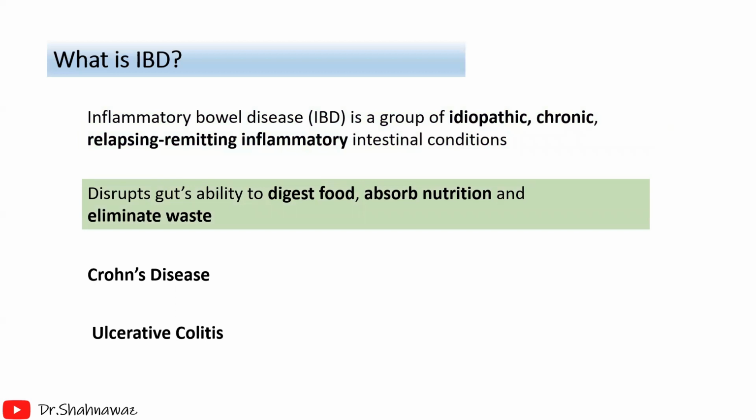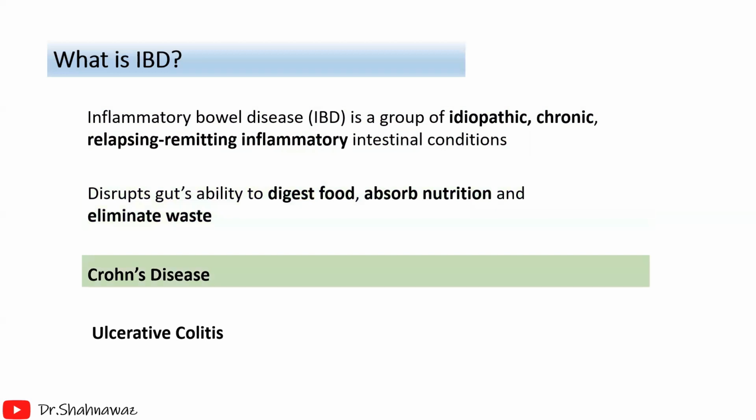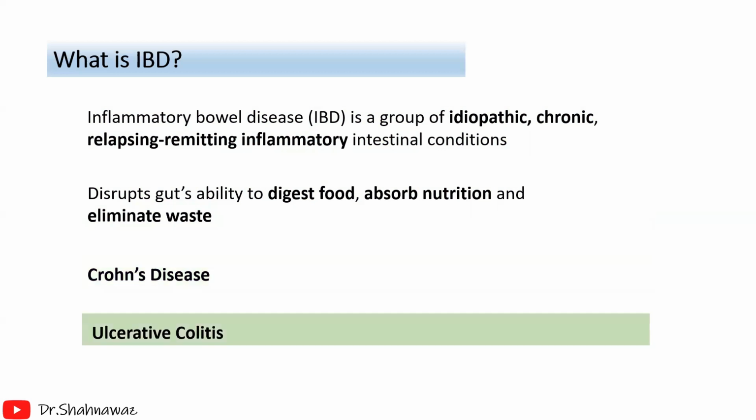And in IBD, the gut's ability to digest food, absorb nutrition, and eliminate waste is disrupted, due to which the patient may exhibit symptoms of weight loss, or maybe some abdominal pain, or other GI symptoms. And actually, we have two types of IBD: Crohn's disease, and the other is ulcerative colitis. These two diseases of IBD are the most common, and they involve the bowel. That could be the small bowel or large bowel.